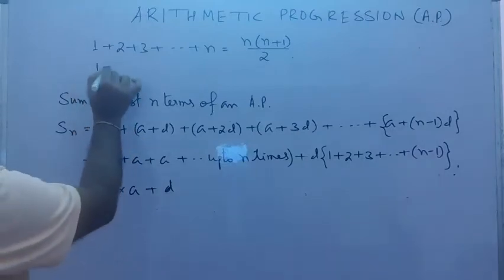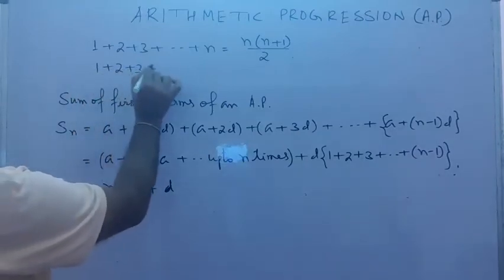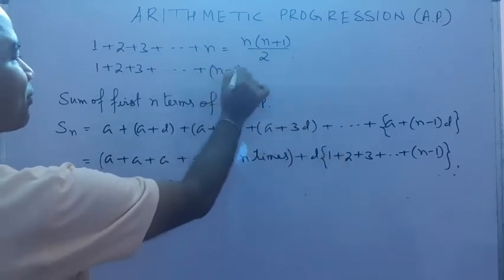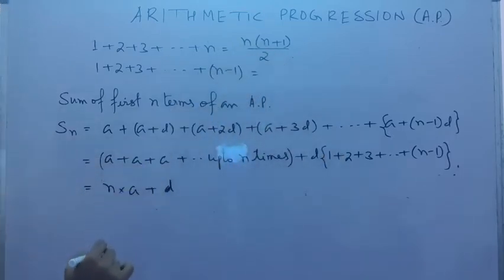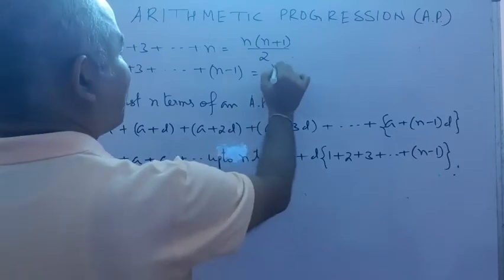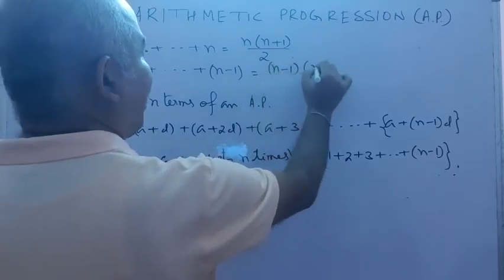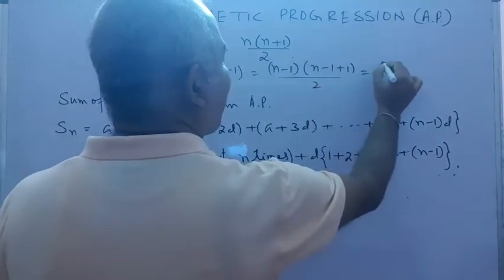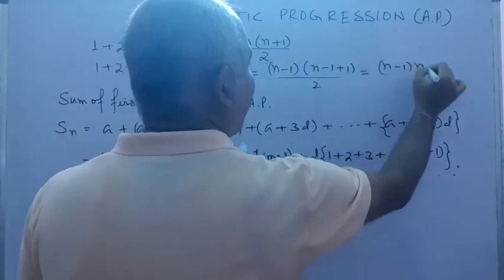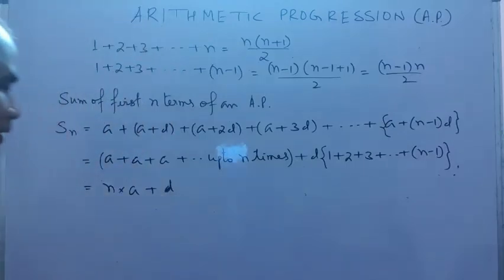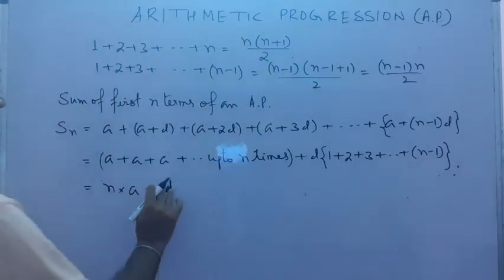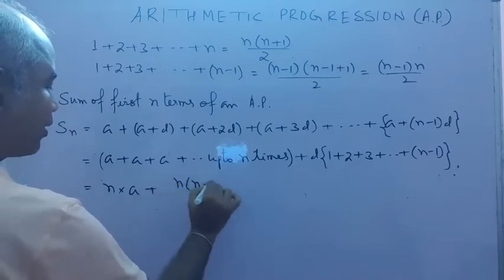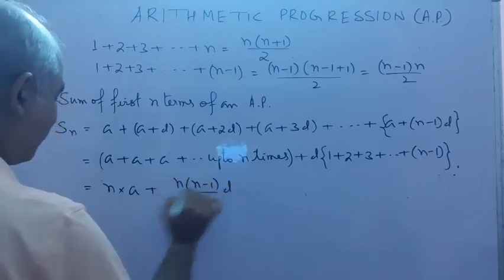If it is 1 plus 2 plus 3 up to n minus 1 instead of n, then if you replace n by n minus 1, your answer will be n minus 1 into n minus 1 plus 1 by 2, which is n minus 1 into n by 2. So d is multiplied by n into n minus 1 by 2 into d.